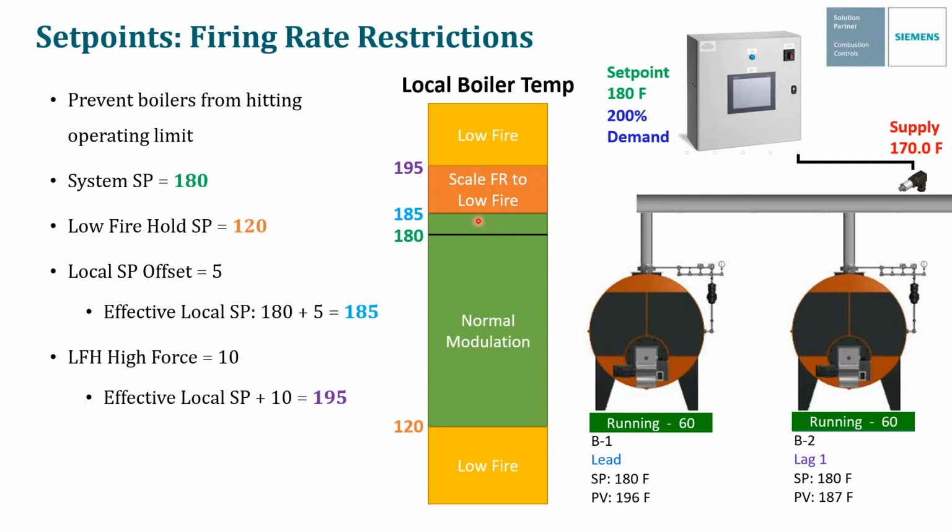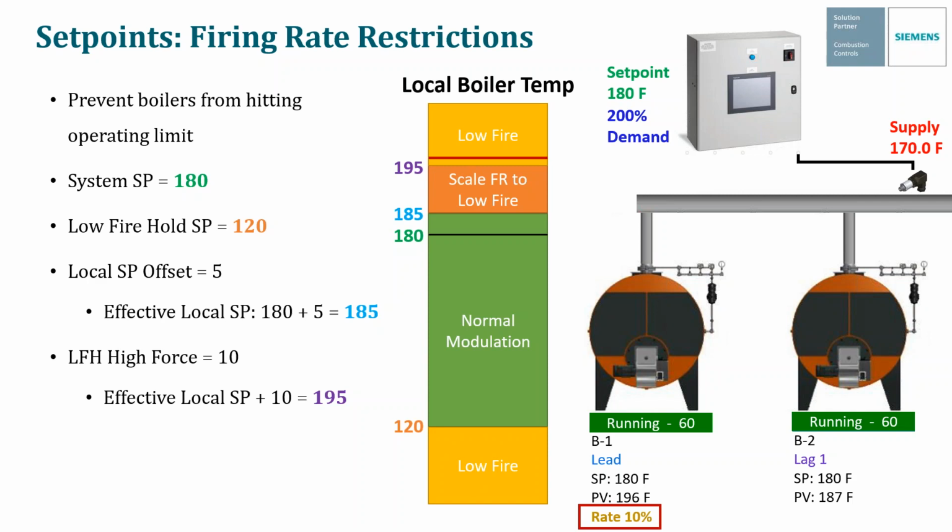That's okay. As soon as the local boiler temperature goes above 185, it's actually going to start scaling the firing rate back. Even though the master panel is commanding it to go to 100% firing rate because it needs more hot water to get the supply temperature up to set point, it's going to scale back the firing rate. And it's going to go all the way down to low fire once it gets to 195 degrees. And this way, we try to prevent the boiler from overshooting the set point so far that it turns off on the operating limit.